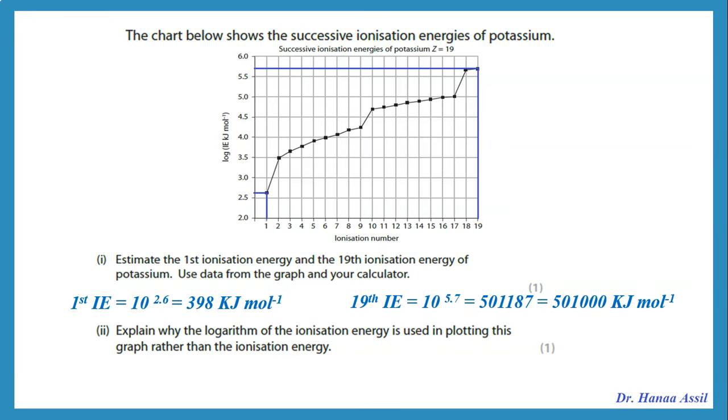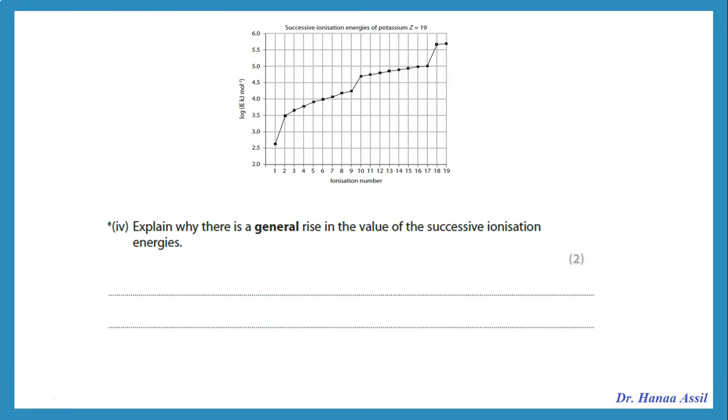Explain why the log of the ionization energy is used instead of the ionization energy. Why didn't he just plot the ionization energy on the y-axis? Of course, that is because the ionization energies are very large numbers and very difficult to put on a graph, so we use the log of these numbers in order to be able to fit it on the graph.